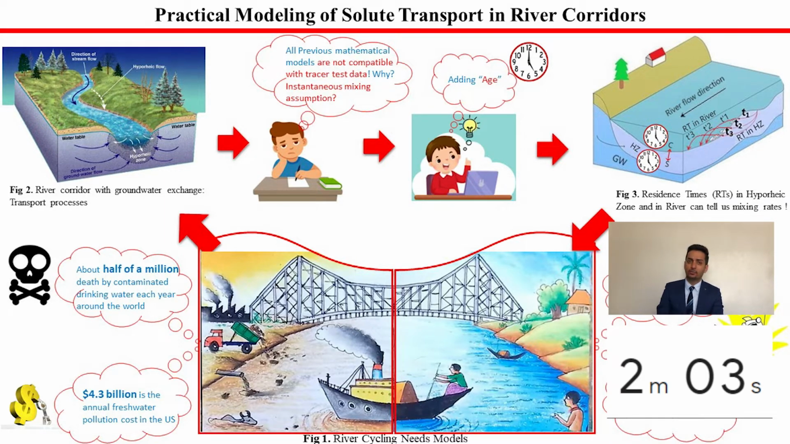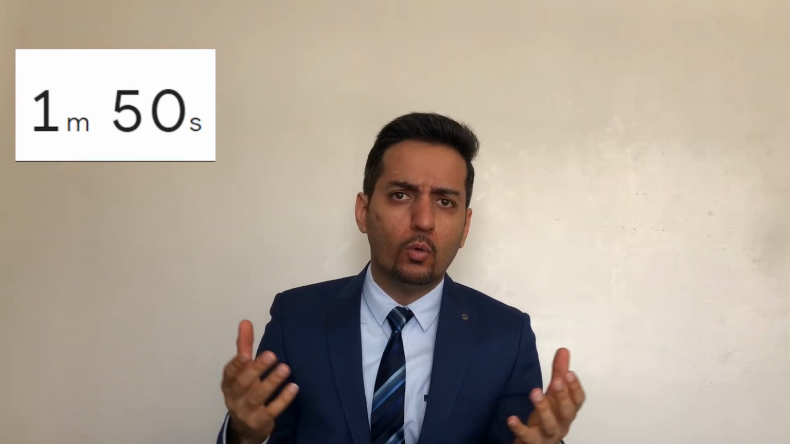Now you might ask, do we have any mathematical models by which we can predict solute transport processes in river corridors? Good question. The answer is yes. So what's the problem? The problem is that unfortunately all the mathematical models that we have are not compatible with tracer test data. Yes, all of them. And that's really the bad news.